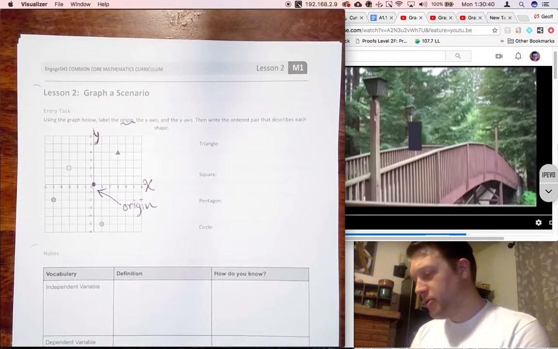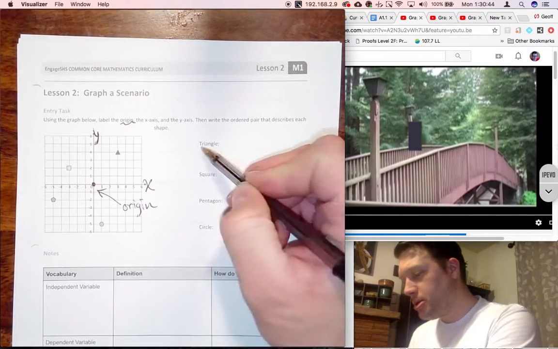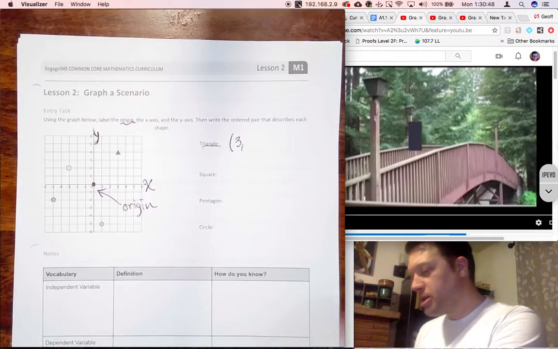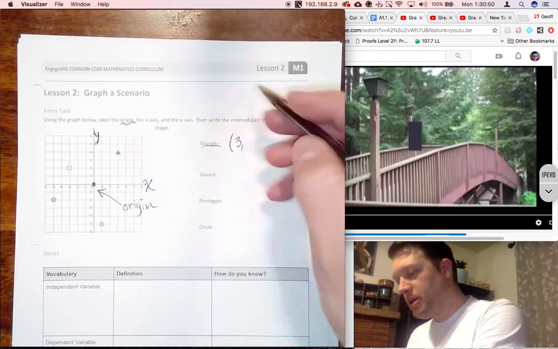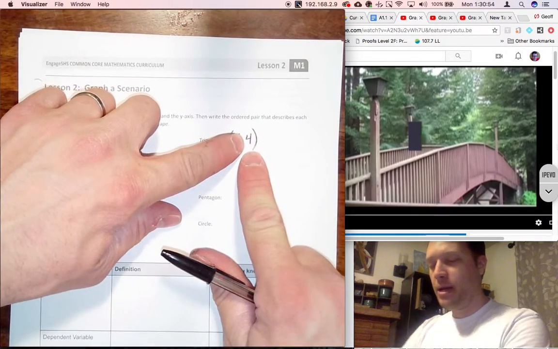And I'll write the ordered pair for the triangle. The triangle is located to the right 3 spaces. So 3 is the first number. And then it's located up 1, 2, 3, 4 spaces. So left and right, and then up and down.